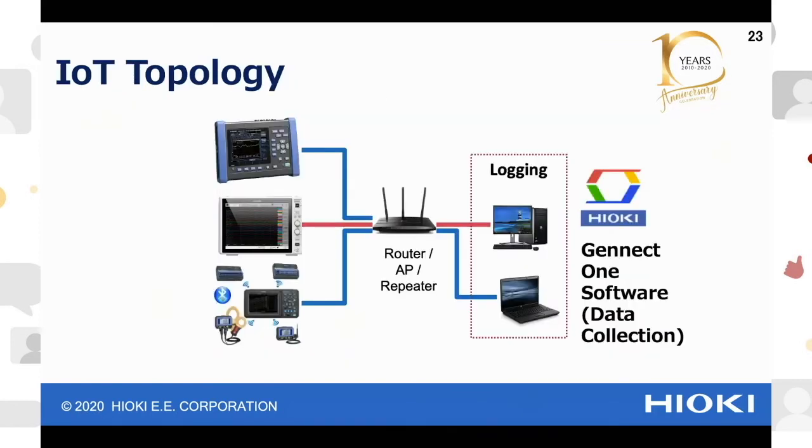So this is a simple topology of how the instruments are connected as an IoT. So you have the Hioki products here connected to the router or the access point or repeater. And then if you are connecting as a router, you need to install with the SIM card, data SIM card. And then with the computer, laptop, you can do the logging from there. Of course, your laptop has to be installed with the GENNECT One software for data collection purpose.